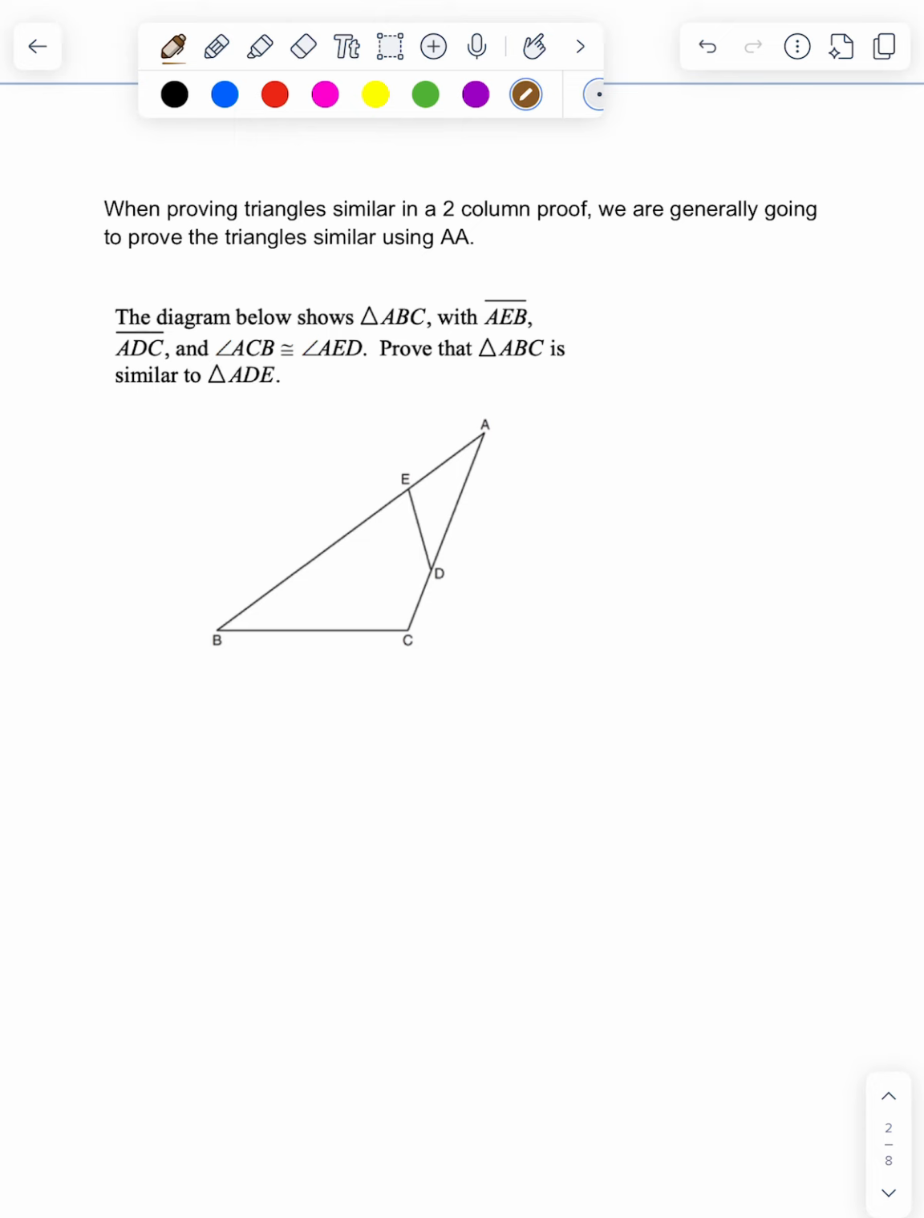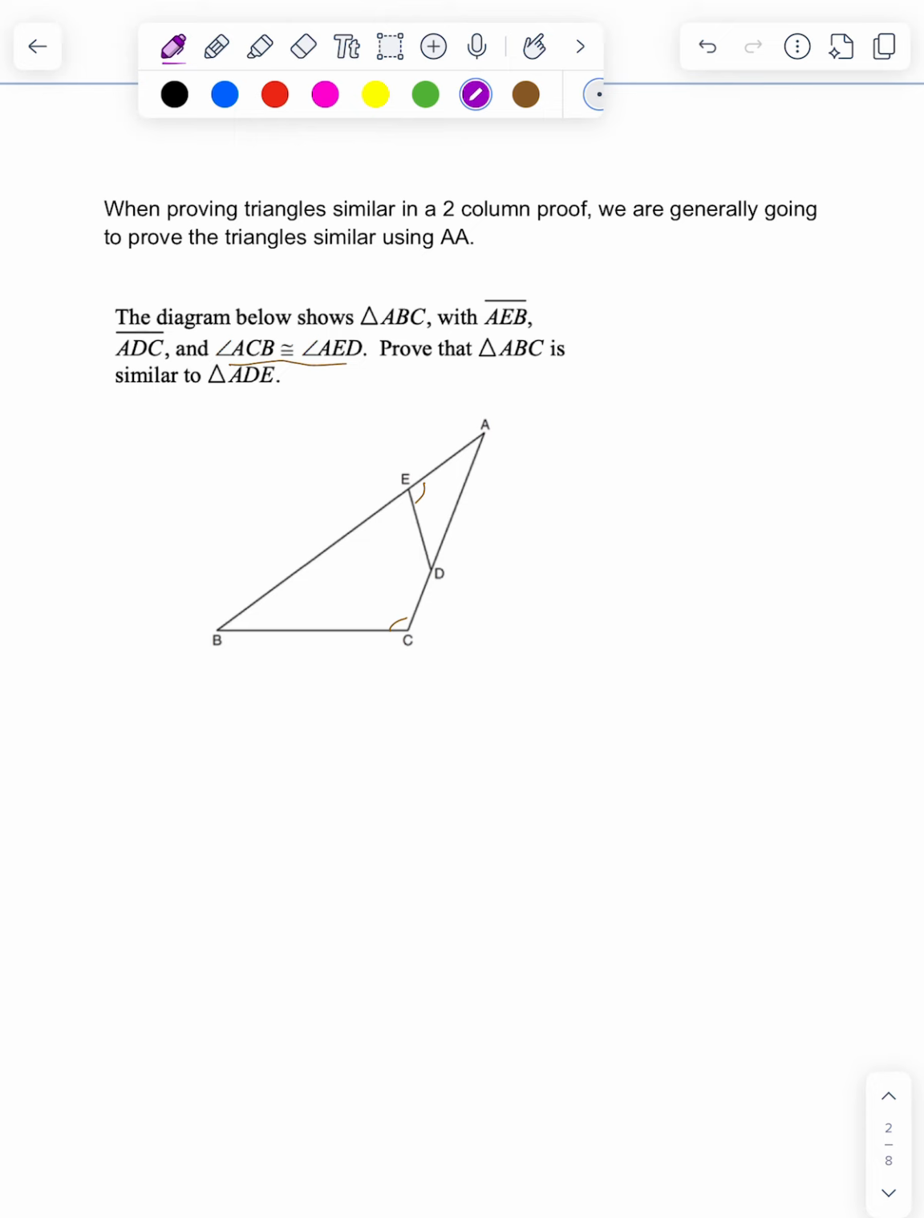Here, we're told that angle ACB is congruent to angle AED, and we need to prove that the triangles are similar. This proof is a quick one because if you take a look at the small and the big triangles, the small triangle inside the big triangle, they do have a shared angle, and that shared angle is angle A.